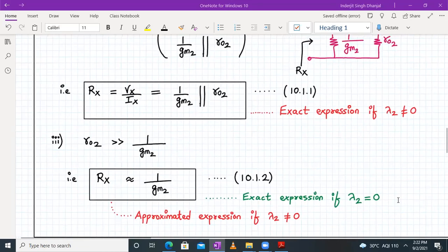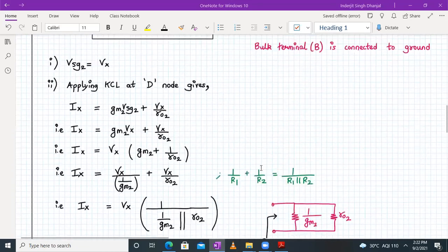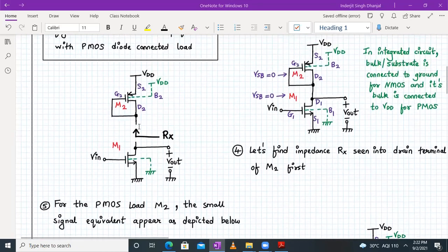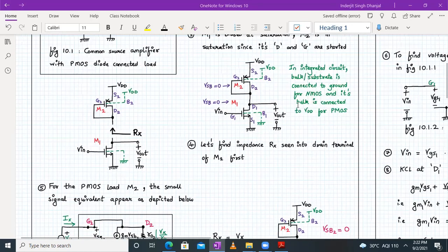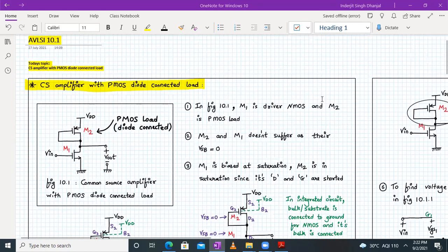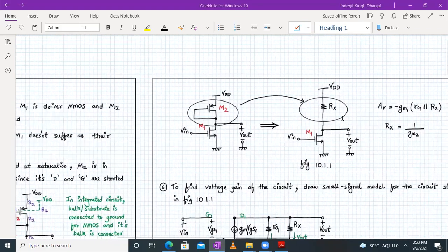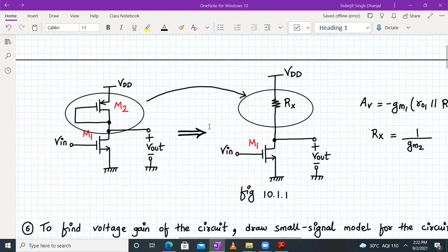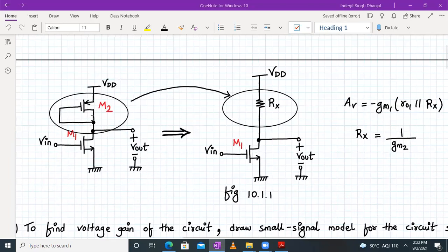Fine. So we have so far determined the value of Rx, right? As you can see, we have determined the value of Rx. And now we replace the PMOS diode connected load with the Rx resistance. So that's what we do over here, right? We found the resistance looking into the drain terminal. And now we can replace this PMOS diode connected load with this Rx resistance. And we know the value of Rx resistance. It's 1 upon Gm2. So when we replace it, we get a generalized form now.